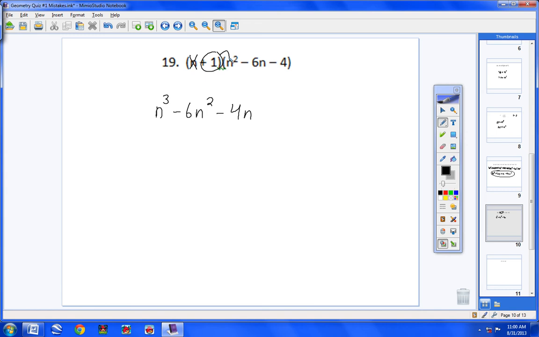Now take your positive 1 and multiply it through. 1 times n squared is n squared. 1 times negative 6n is negative 6n. And 1 times negative 4 is negative 4. And now we just look for like terms.